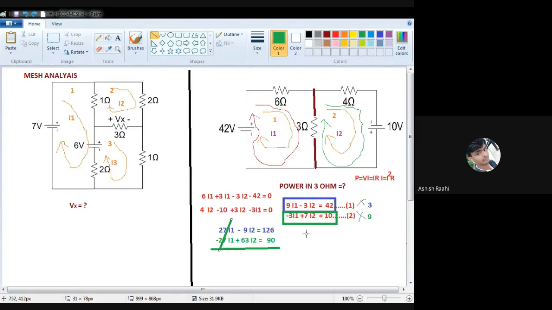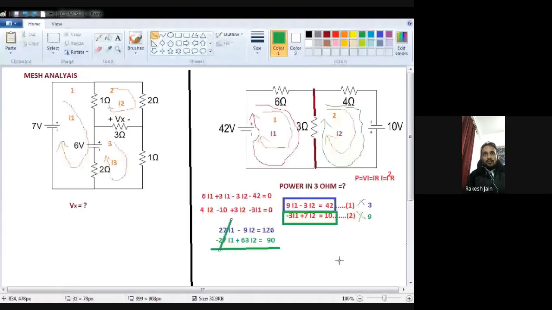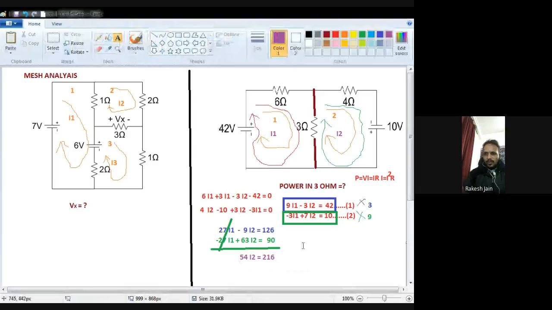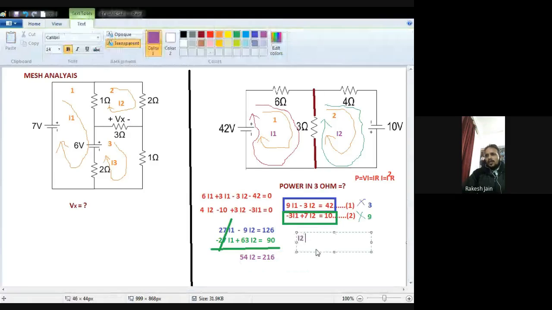Okay. So now 63 minus 9 is 54. So this will be equal to 54 I2, which is equal to 126 plus 90, that is equal to 216. So what is the value of I2? I2 will be equal to 216 divided by 54, that is equal to 4 ampere.